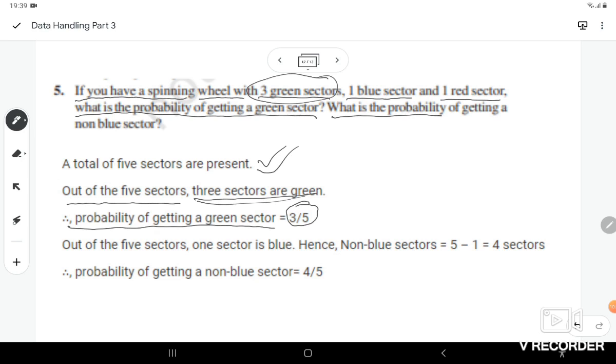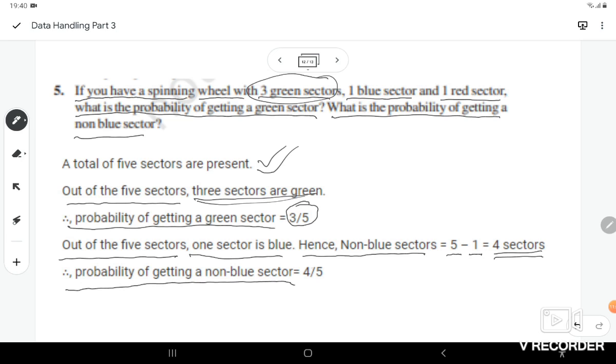Next part says what is the probability of getting not a blue sector. So let's see how we solve it. So out of 5 sectors, 1 sector is blue. Hence non-blue sectors are, total sectors are 5 minus blue sector is 1. So it is 4 sectors which are not blue. So therefore probability of getting a non-blue sector would be 4 by 5.